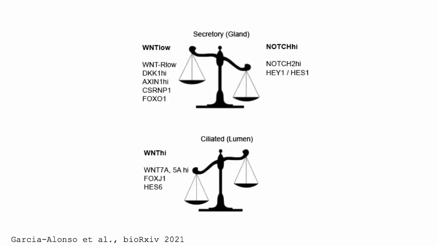So really from this single cell profiling, what we see is this imbalance between Wnt and Notch happening in different spaces of the tissue, in the glands and the lumen, where it's enriched in different epithelial cell types, the secretory or the ciliated.